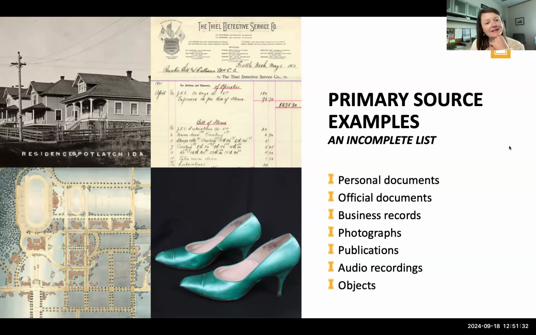And then in the lower right-hand corner are actually a pair of Ella Fitzgerald's shoes that we hold in our repository. And those are a great piece of cultural history and a great way for students to think about what an object can tell us.